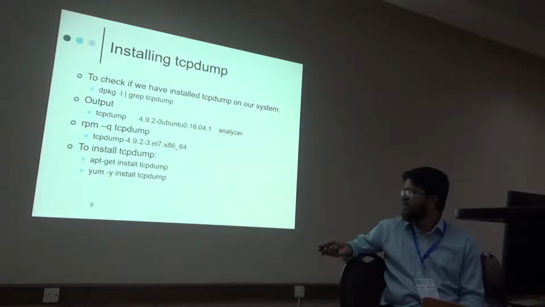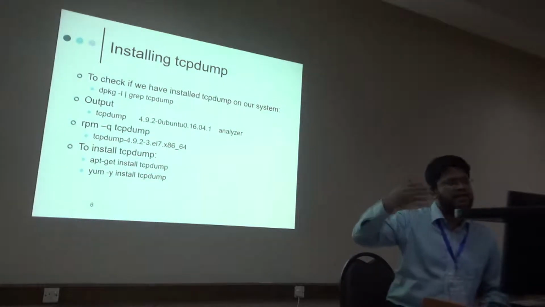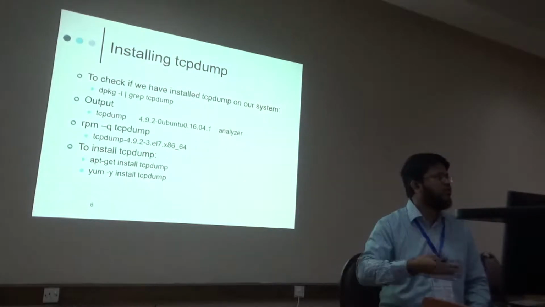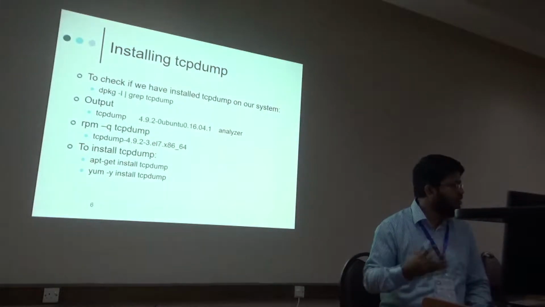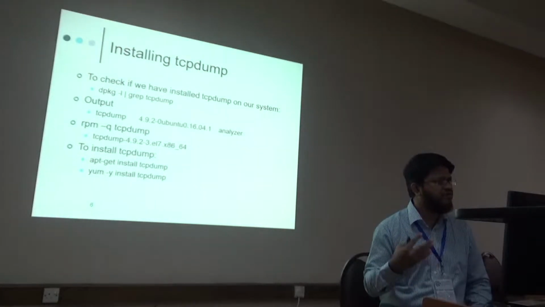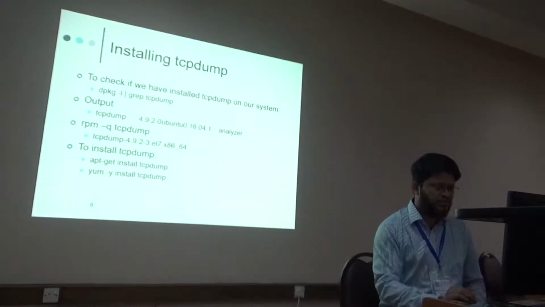If you're using a CentOS-like system or Red Hat, instead of apt-get we have to use yum. So yum -y install tcpdump. These are in the Linux distribution repository, so it will automatically install into the system with all the libraries. So it's quite straightforward. If it's not available in your system, you can use this to install.